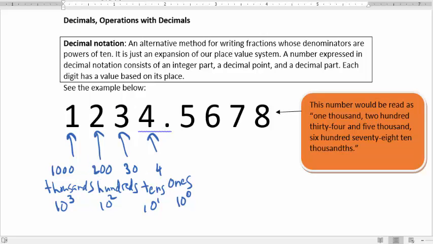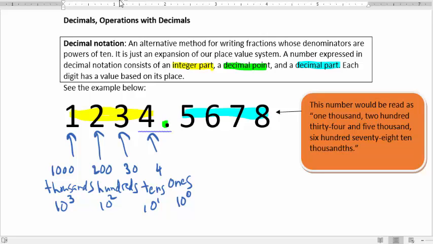Now we're actually going to go to the right side of the decimal point also. So any number that's expressed in decimal notation consists of the integer part, right, which is what we just had here. That was the 1,234. Then you have a decimal point, and then you have a decimal part. So in this case, the decimal part is this 5678 here. All right, and each digit is going to have a value based on its place, right?